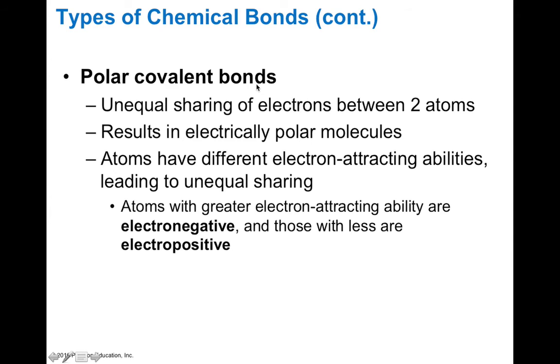Now, polar covalent bonds are where you have an unequal sharing of electrons. This is kind of an odd thing that happens, because some atoms can hog electrons more often than other atoms. This has to do with the properties of the nucleus, because some atoms have more electron attracting ability than others. This results in a molecule where one end is more negative than the other. We say that the end that's more attracted to electrons is electronegative, and the other end that's less attracted to those electrons is electropositive, because it's relatively losing some electrons.